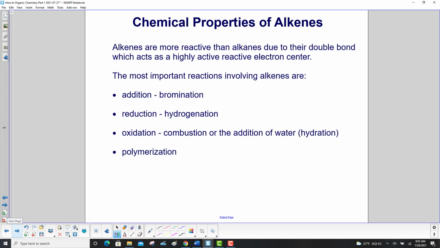Alkenes are more reactive than alkanes due to their double bond, which acts as a highly active reactive electron center. The most important reactions involving alkenes are addition, which is called bromination, reduction, hydrogenation, and oxidation, combustion, or the addition of water, which is hydration, or finally polymerization.